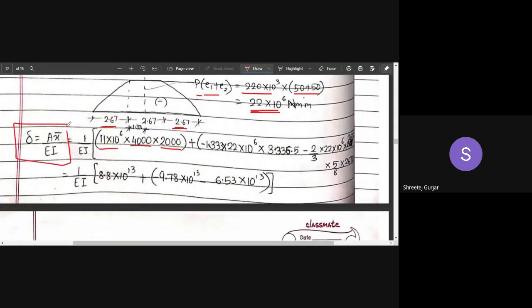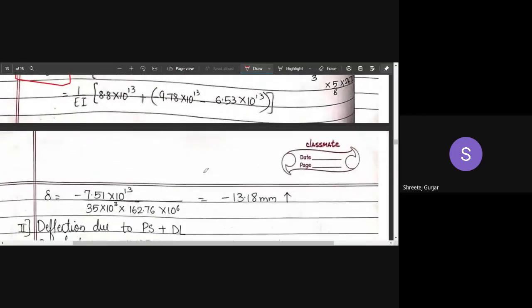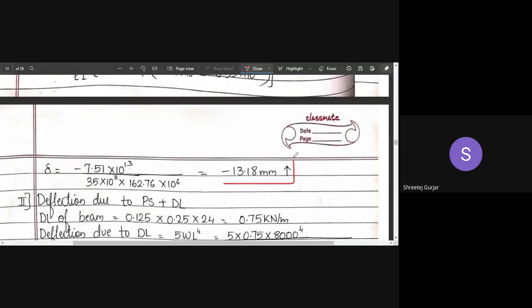So delta is equal to A X bar by EI. Once you calculate the area, divide it by EI, and then you'll get the total deflection caused by pre-stress. Deflection by pre-stress is negative, negative meaning upward deflection. So the first case is over.